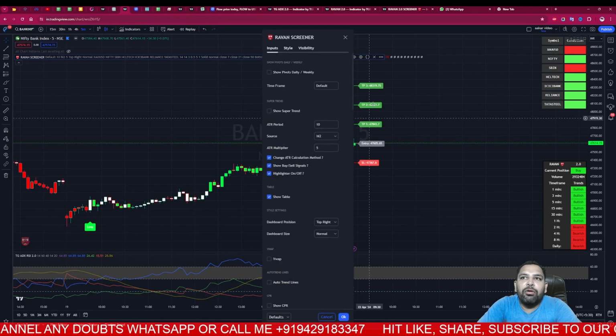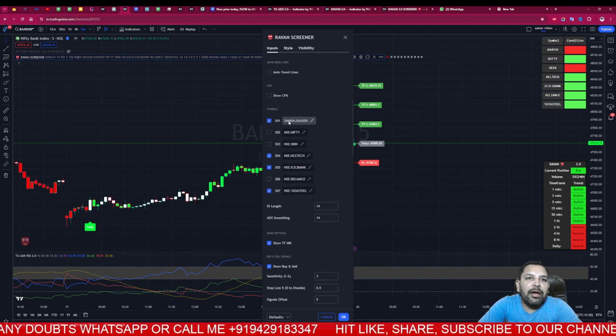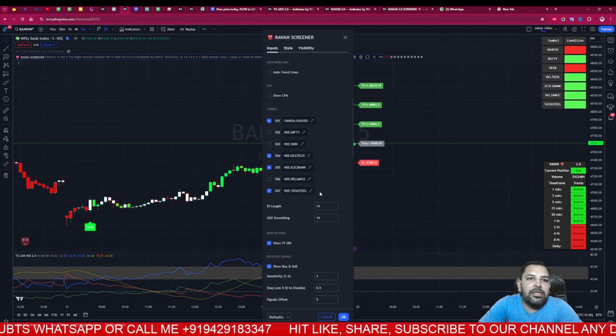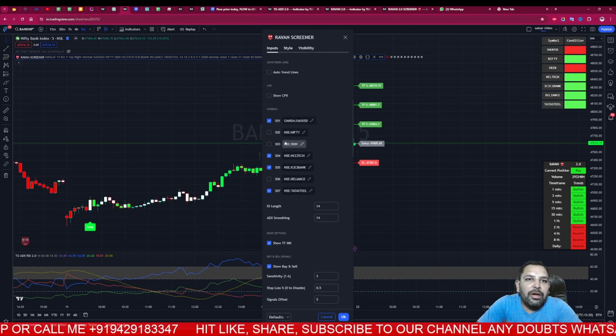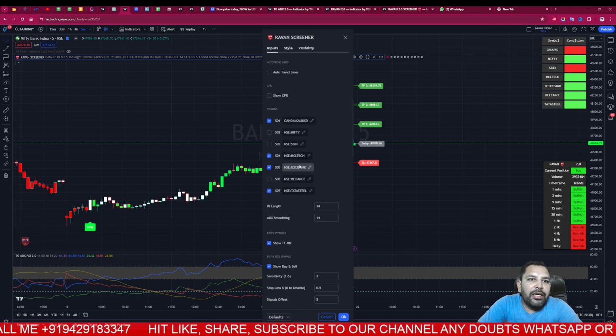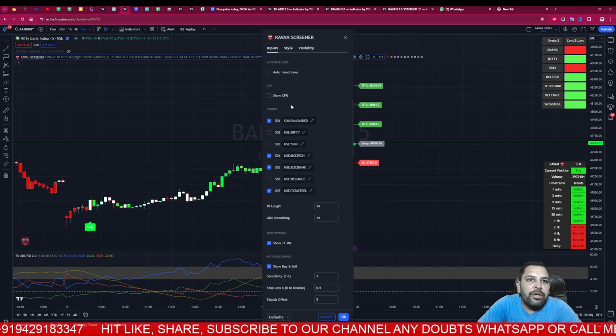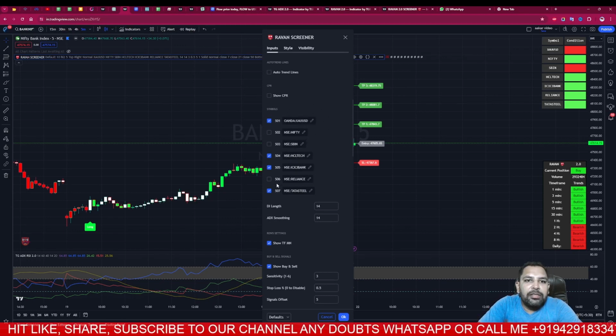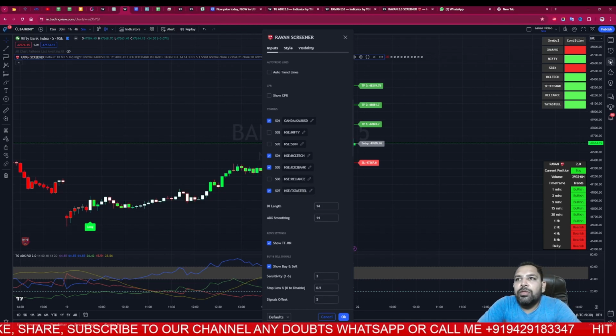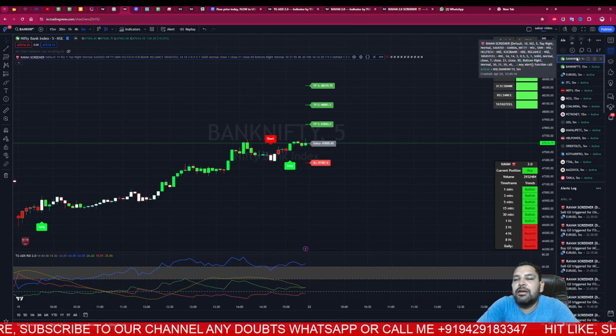This alert I already created. It will be giving me alerts on these four stocks only. Okay, I will not get alerts for Nifty, SBI, and Reliance. I will get alerts only for XAUUSD, HCL Tech, ICICI, and Tata Steel. So here you can see the alert which I have set right now.